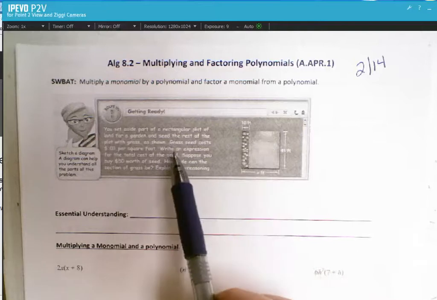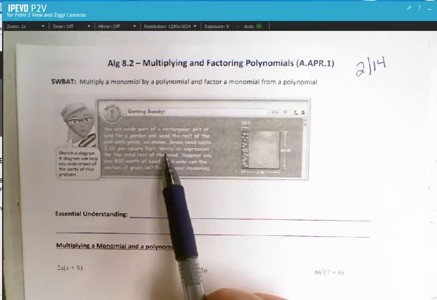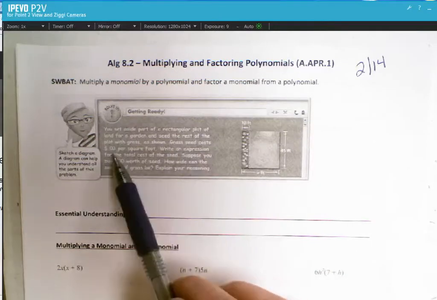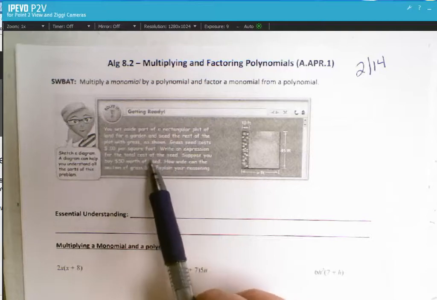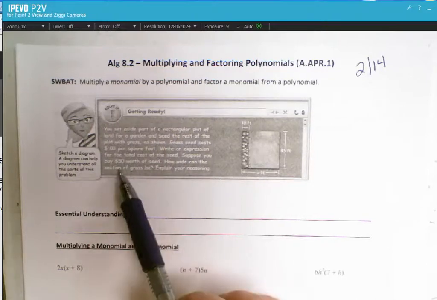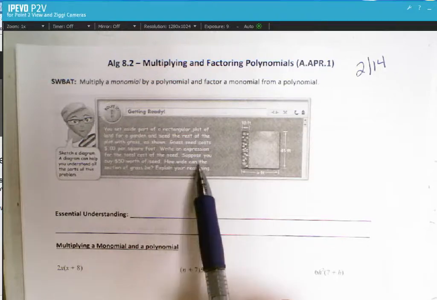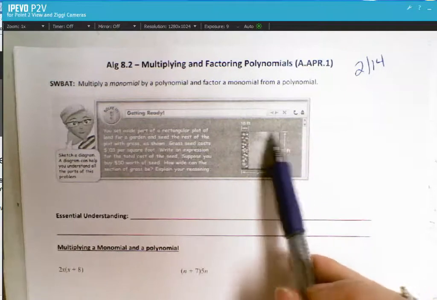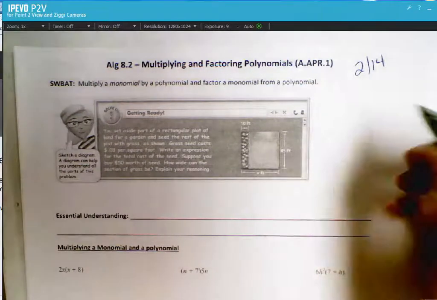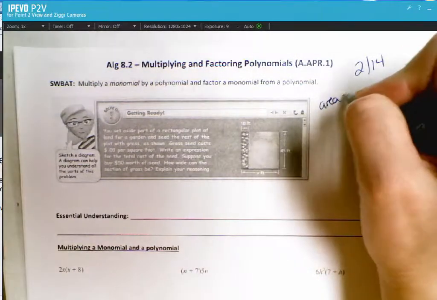So we want to take a look at, let's see, grass seed costs 3 cents per square foot. Write an expression for the total cost of the seed. Suppose you buy $50 worth of seed. How wide can this section of grass be? Explain your reasoning.